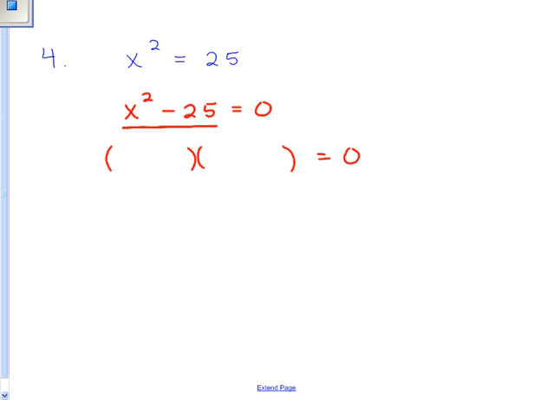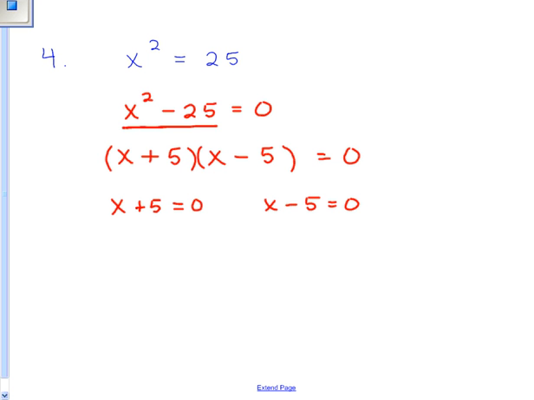The square root of x squared would be x. The square root of 25 would be 5. And then remember, one would have to be a positive, one has to be a negative. Now I have it factored. Set each binomial or each factor equal to 0.